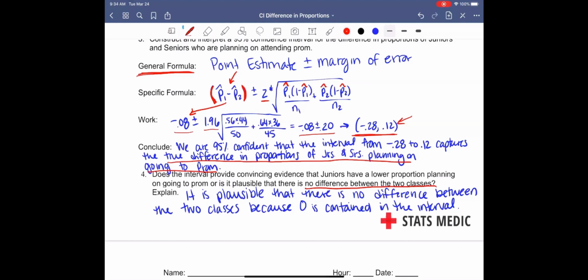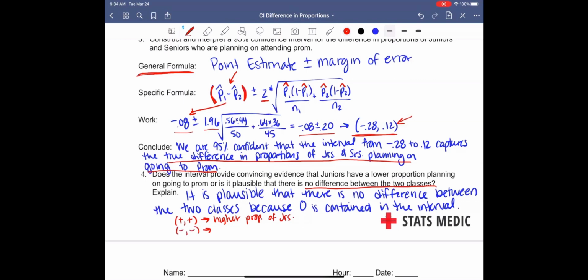And what I want to note here is, a nice way to check quickly that 0 is contained is that my interval went from negative to positive. Well, what if there had been a difference? What type of interval would I have gotten? So down below here, I'm going to write, what if we had gotten a positive interval? Well, a positive interval would have meant that there was a higher proportion of juniors planning on going to prom.